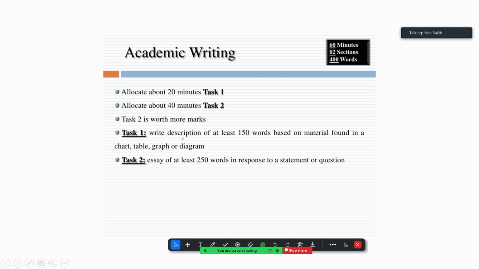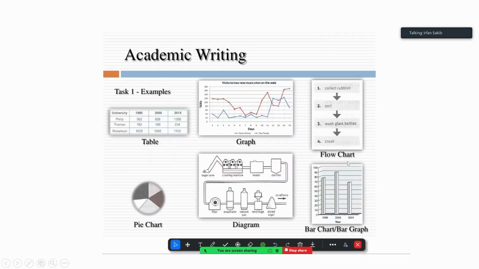Okay, for task 1 we need to write a description of at least 150 words based on the material that is provided. Here also we will not use any information outside the figure that is given to us. It can be a chart, table, graph, diagram, or even a process, but I will only use the information that is given. Then in task 2 we have to write an essay of about 250 words in response to a statement or question. It is generally an argumentative essay, a debate topic or a discussion topic. Is this clear? Okay, so these are the two things that we need to do.